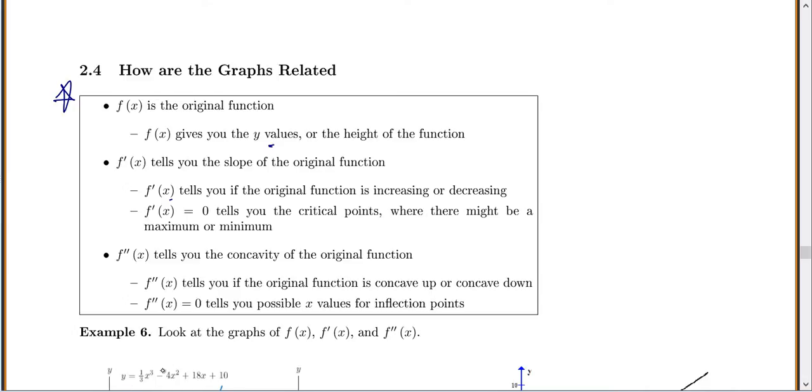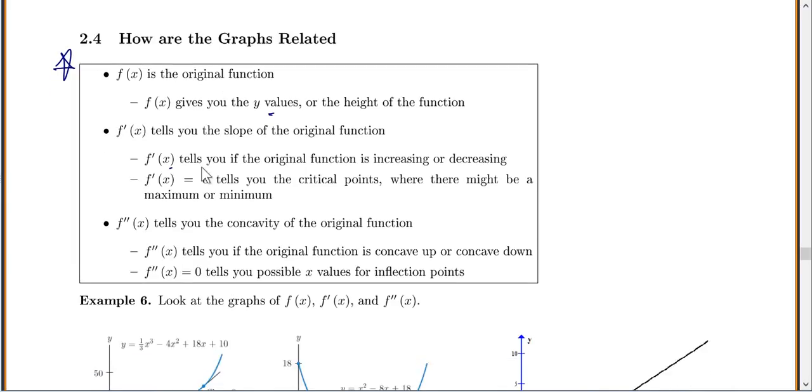And the second derivative tells you the concavity of the original function. So that tells you if your original function is concave up or concave down. And wherever it's equal to 0, that's the possible x values for inflection points. So again, that's what all of our functions do. That's something that you should memorize or at least be very familiar with.